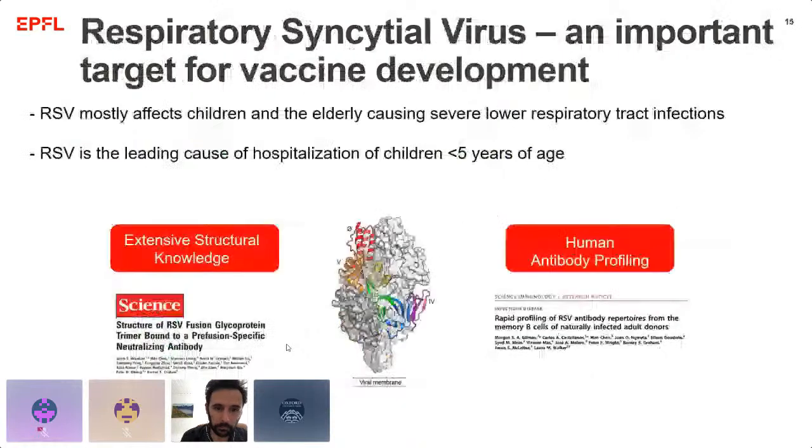Next slide. The model system that we have been working on here in the lab is the respiratory syncytial virus, a virus for which there's still no vaccine available. But what there is, which for us is very important, is a very deep structural knowledge of the viral protein and also of the types of human antibody responses that the human immune system mounts. Next slide.